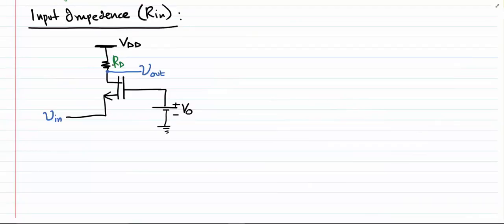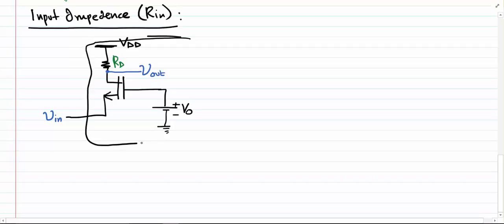So the next thing we are interested in is finding the input impedance of the common gate configuration. To do that, we need to presume that all this circuit is enclosed in a black box and only two terminals are coming out of it. One is here, and you can think of the other as the ground.